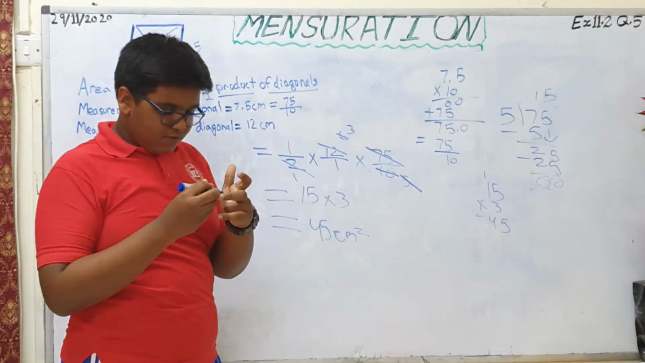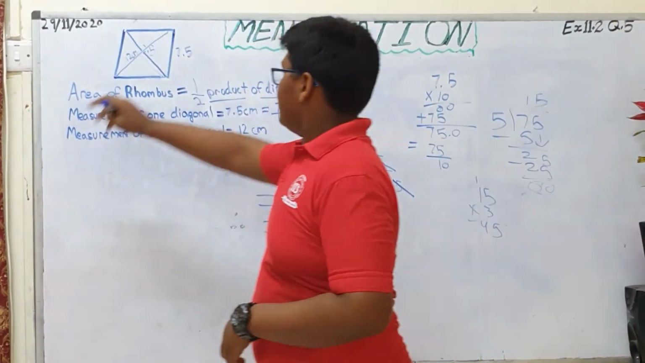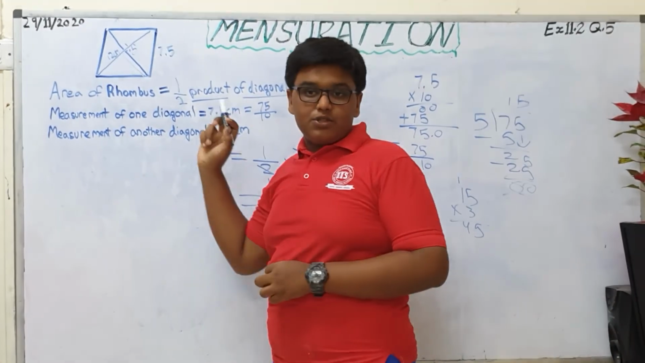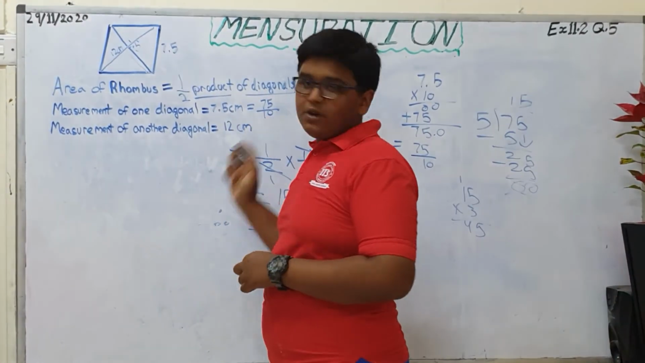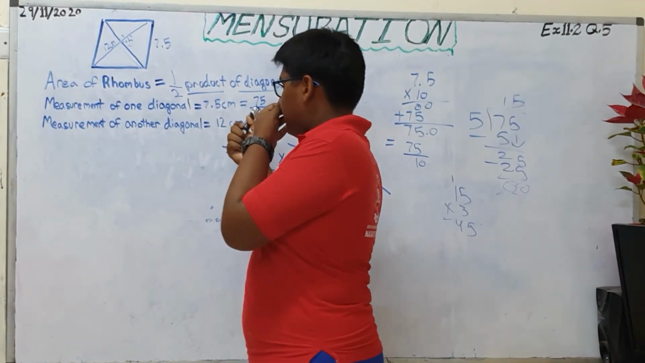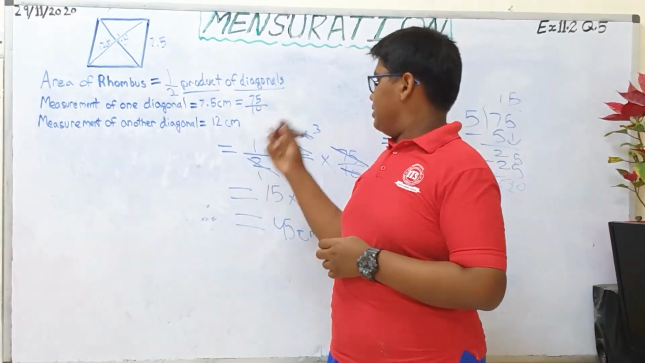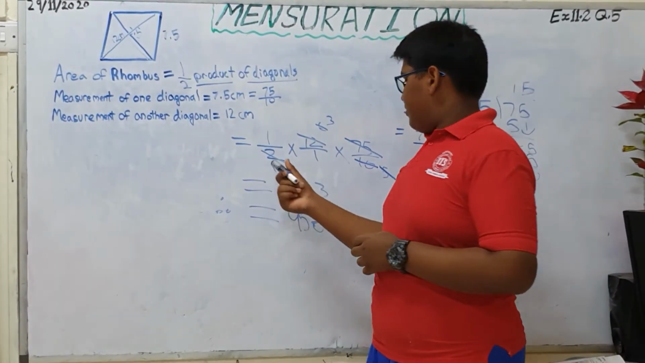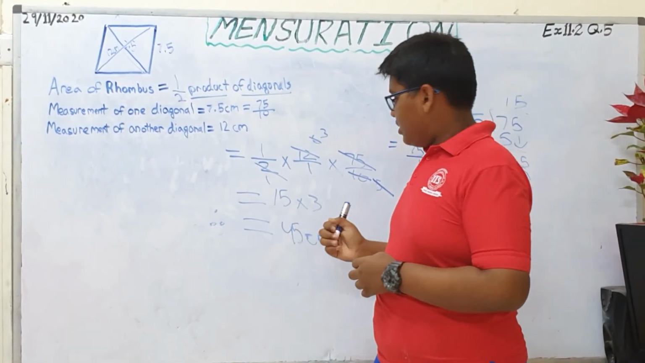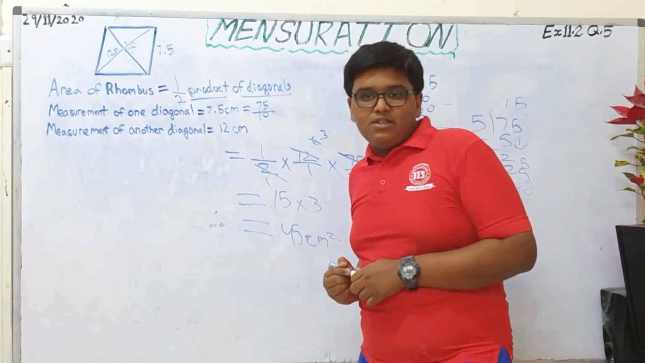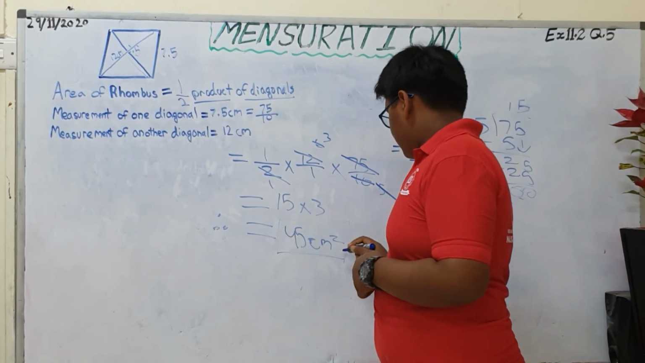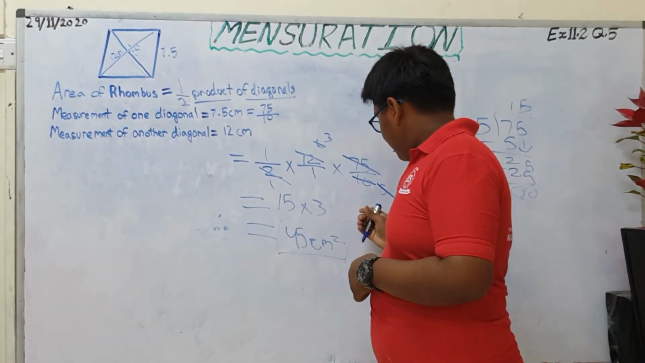Now we have found the whole area of this rhombus. The area of a rhombus is 1 by 2 into the product of diagonals. Then we converted 7.5 centimeter into a fraction, did the division, and multiplied 15 by 3, and the final answer we got was 45 centimeter square.